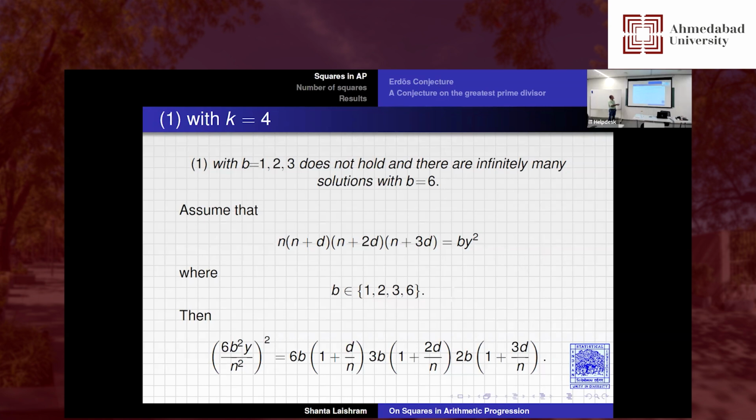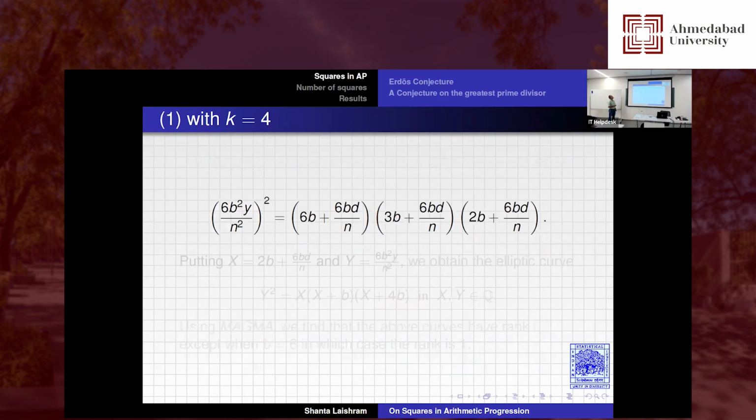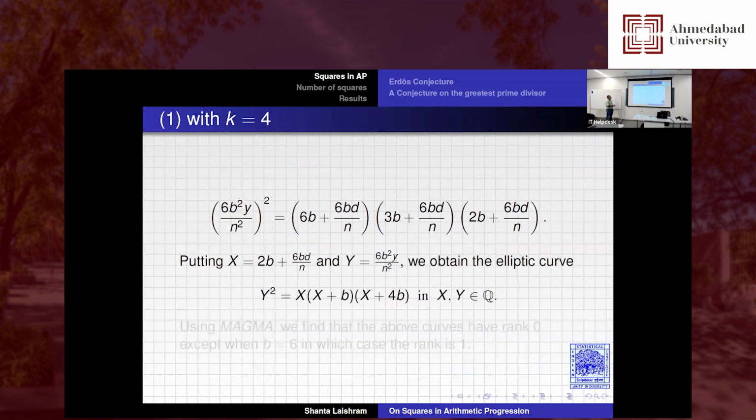Earlier you have b only here. With all of them put together, you get (6b squared y by n squared) whole squared becomes this. So this is the equation we have. Now you put this number as capital X and this number as capital Y. Then you obtain this curve, Y squared equals X times (X + b) times (X + 4b), where X and Y are rational numbers. So this is a curve, and it turns out that this is an elliptic curve.